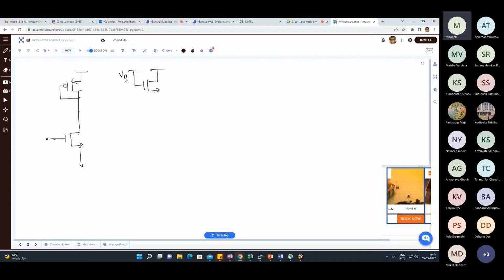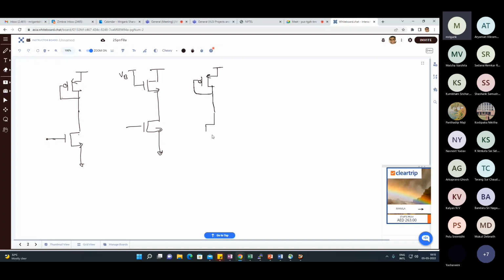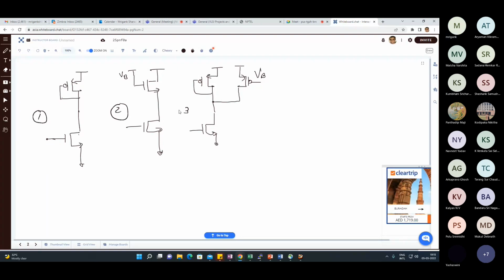This can be some bias or it can be VDD also. And then you have NMOS. This is much more frequent. This one is less frequent. And then you can have other configurations which are kind of mixed, right? You can have this, and you can also connect some current source in parallel. So I call these configuration 1, 2, and 3.